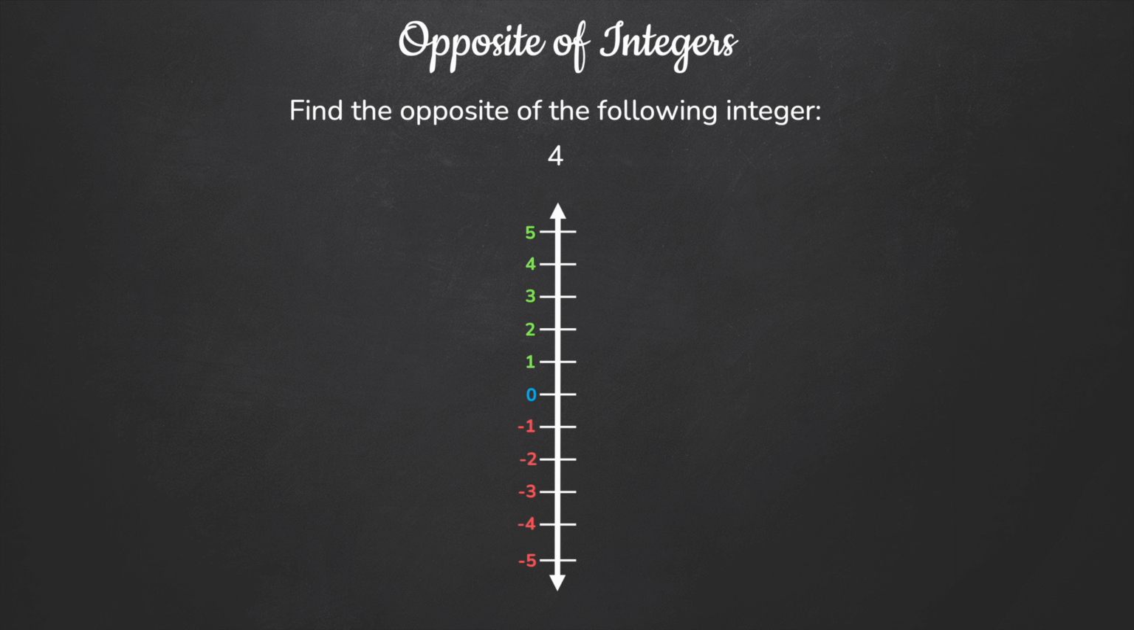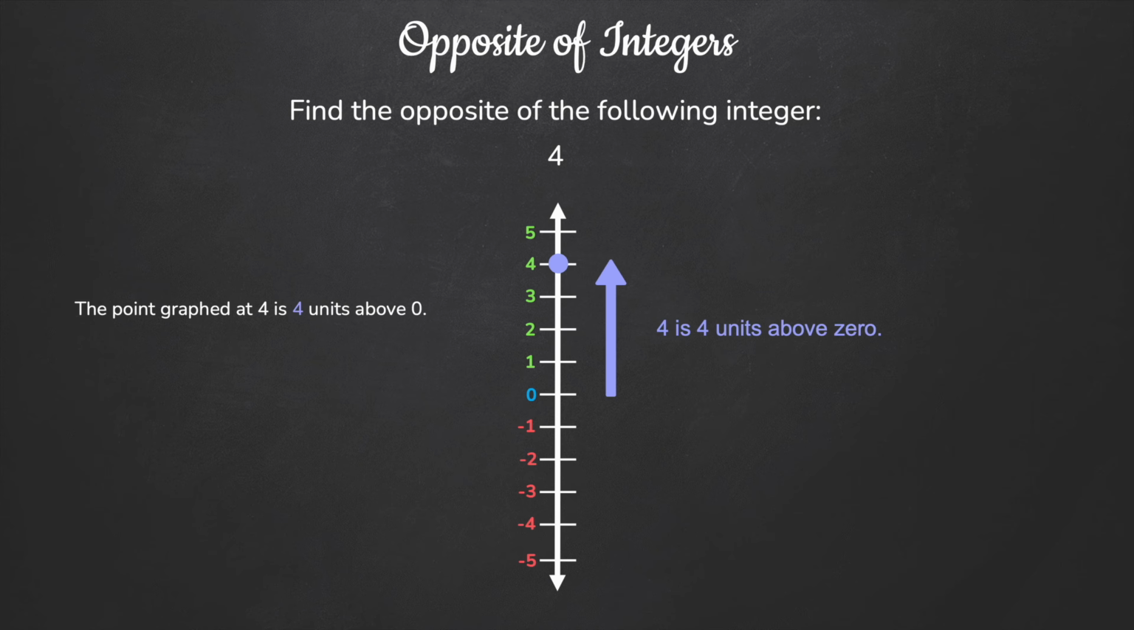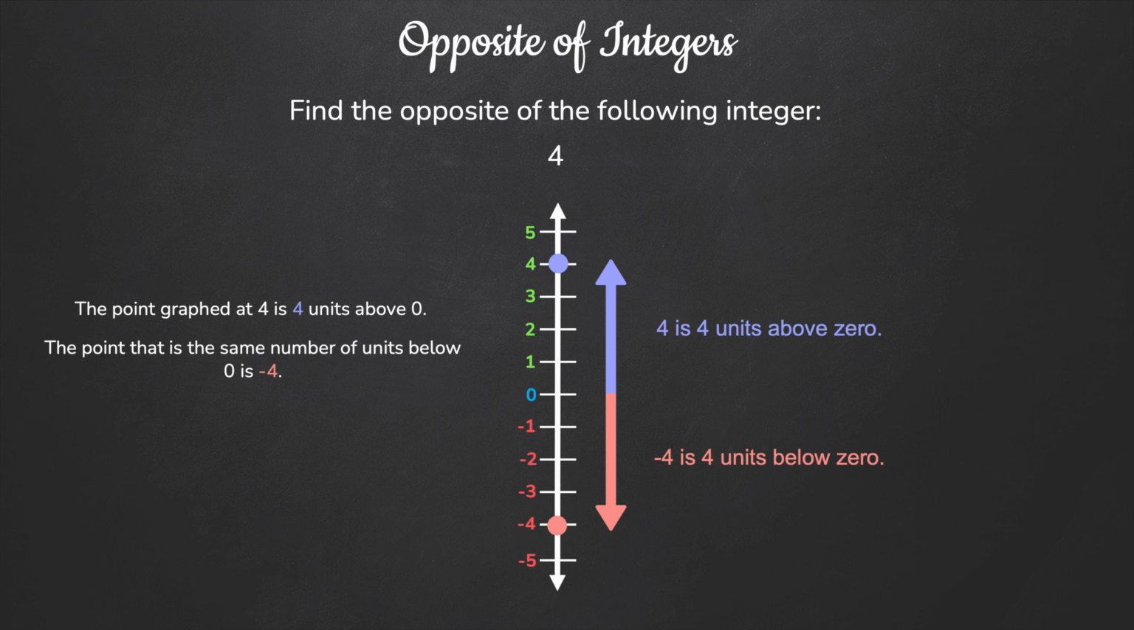Here we have another problem, and this time we have a vertical number line. So here we have 4, and the point graphed at 4 is 4 units above 0. So in order to figure out the opposite, we need to figure out what number is 4 units below 0. So the point that is the same number of units below 0 is -4.